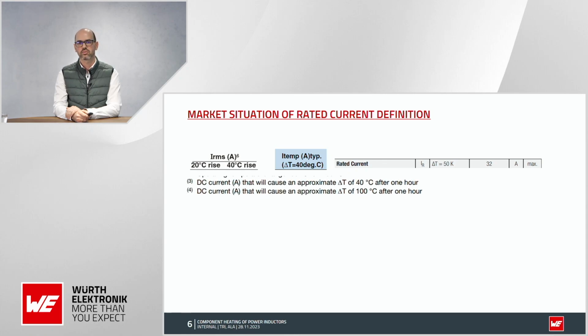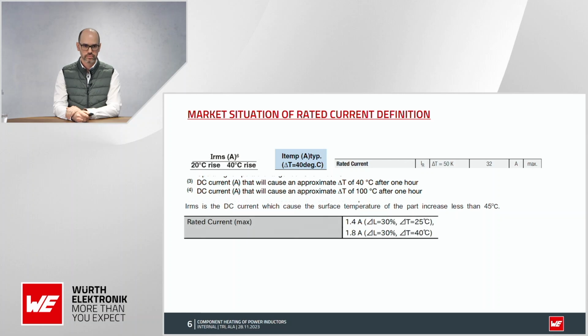Then we have other specifications like 40 degrees C after 1 hour. So also the time is now included to describe a bit better how the value was defined. And also then we have 100 degrees C temperature rise after 1 hour. Then we have examples like the surface temperature is increasing by 45. So now it is described where it is measured on the part, the temp rise.